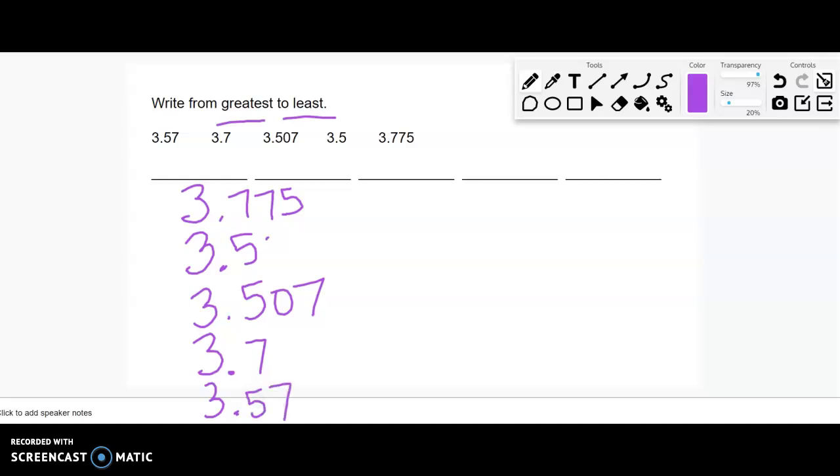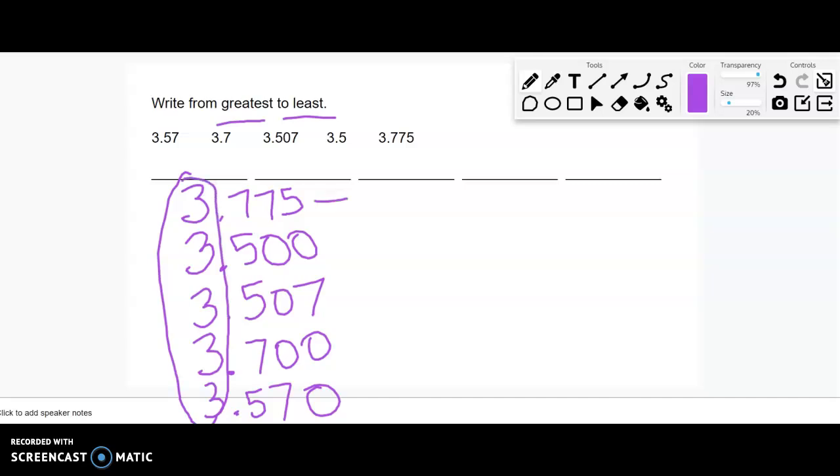All right, but then I'm going to make them all into thousandths since I have some thousandths. So I can say, okay, they're all a whole number of 3. Don't forget to check because sometimes the whole numbers are different. Now I have 775 thousandths, 500 thousandths, 507 thousandths, 700, and 570. So all the 500s are less than the 700s. So I know the 700s are going to be bigger, and the 775 is going to be the biggest.